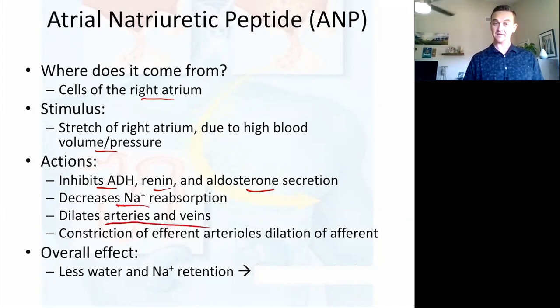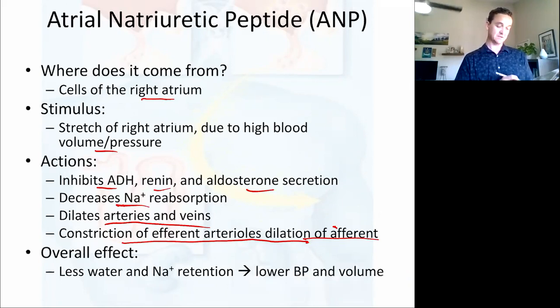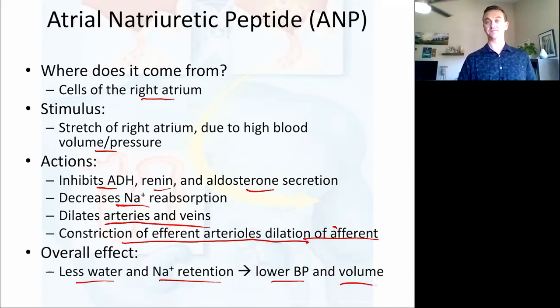It's a vasodilator. So it does the opposite, doesn't constrict, it dilates. And then it constricts the efferent arteriole and dilates the afferent arteriole. Okay, so if we constrict the efferent, that would be opening up the part where blood is leaving. So that would make blood flow through faster. It dilates the afferent. So that would send more blood in, but then it would leave faster. So the overall effect of this is less water and sodium retention, decreased blood pressure, decreased blood volume. So this is a mechanism to get us to reduce blood pressure and volume.